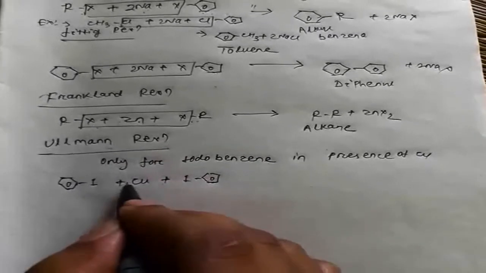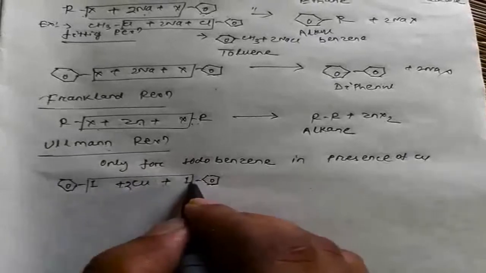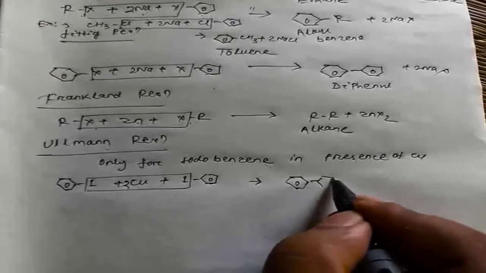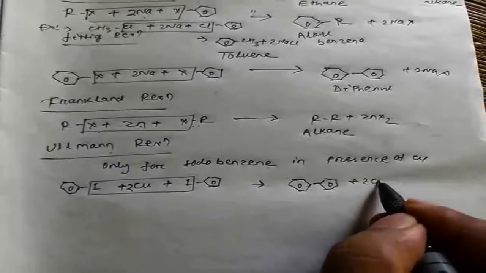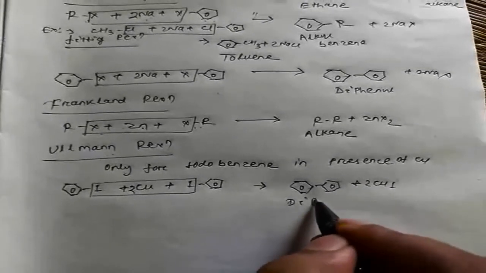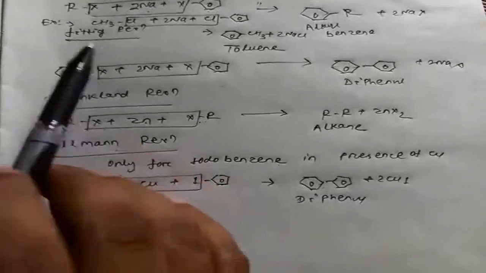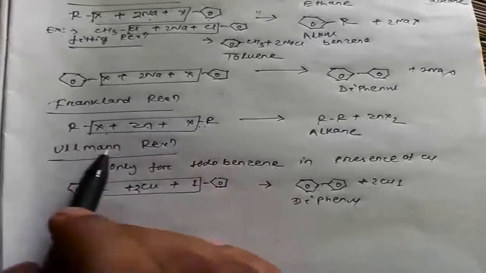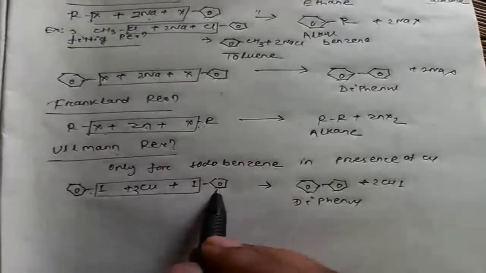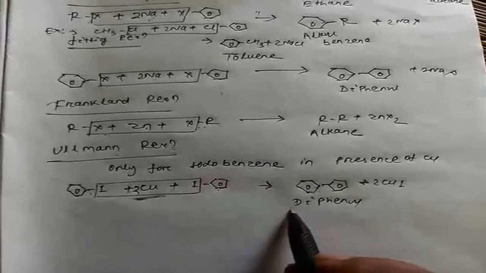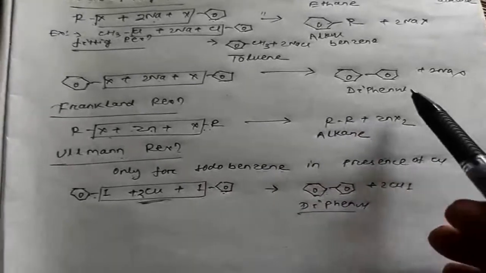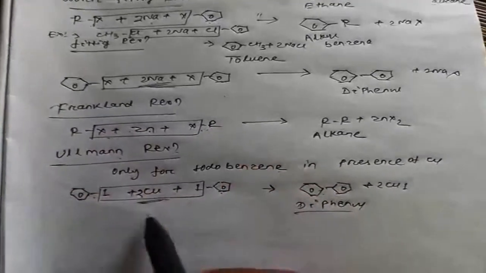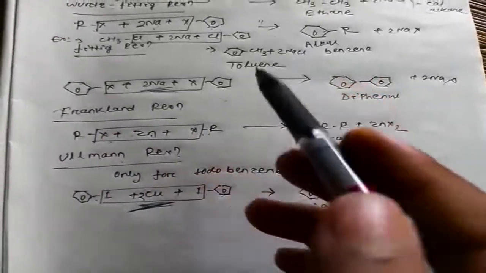So 2 molecules of iodobenzene, so 2 is multiplied here, 2Cu, this is diphenyl. In Fittig reaction, similarly 2 molecules of aryl halide react with sodium metal, but in Ullmann reaction, 2 molecules of iodobenzene react with copper to give diphenyl. Both products are the same. Here also diphenyl, here also diphenyl, but the difference is here sodium metal, here copper metal. All 5 reactions are of one type.